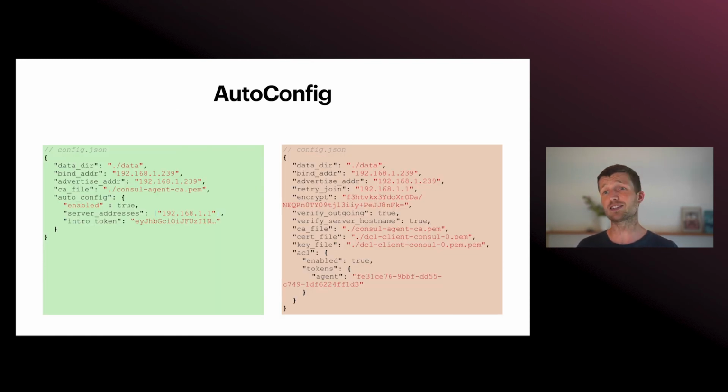And if you compare that to our old configuration, which had the encrypt key, it adds the CA, the certificate file, the key file even of the client, and the agent token. These three secrets are just gone and in a way replaced by the intro token. So instead of taking care of three different things, you are taking care of one thing. And that's obviously much easier to do.